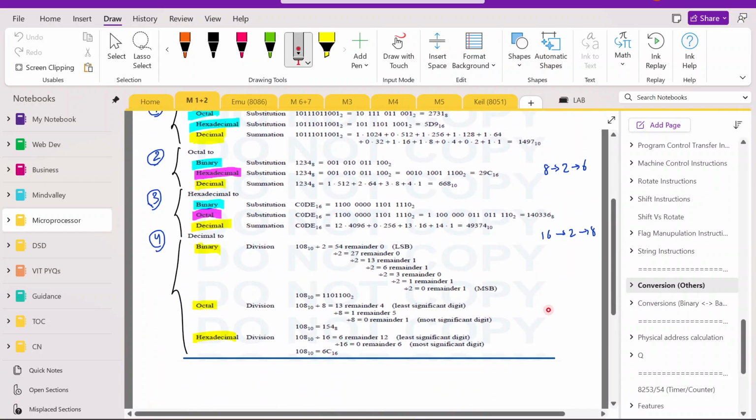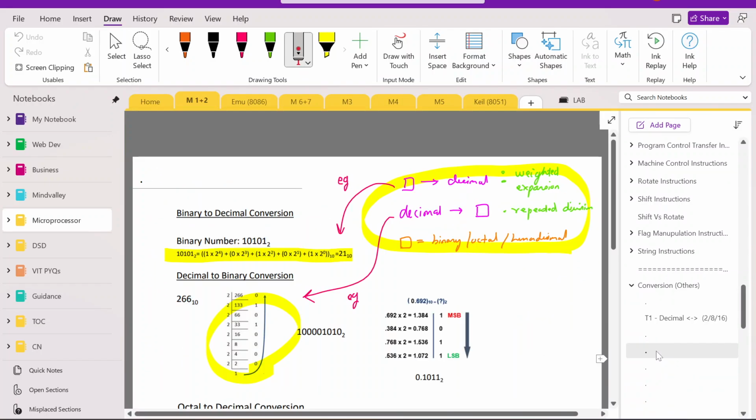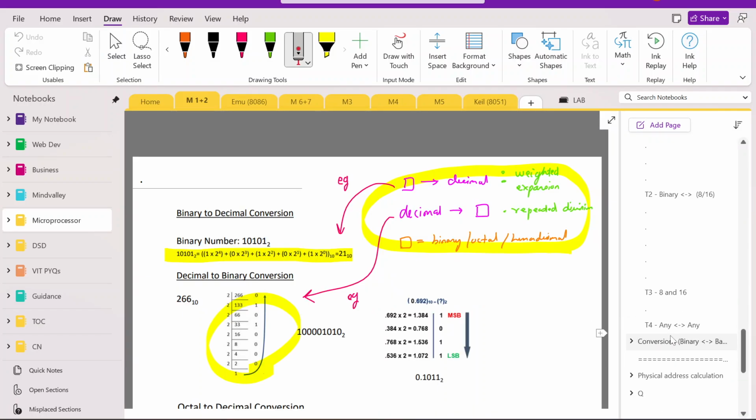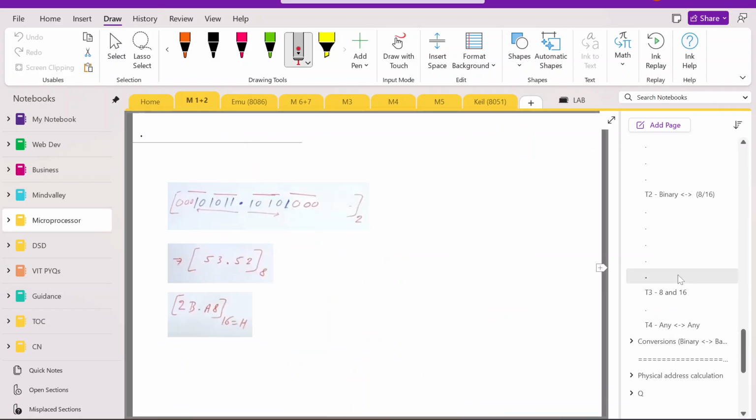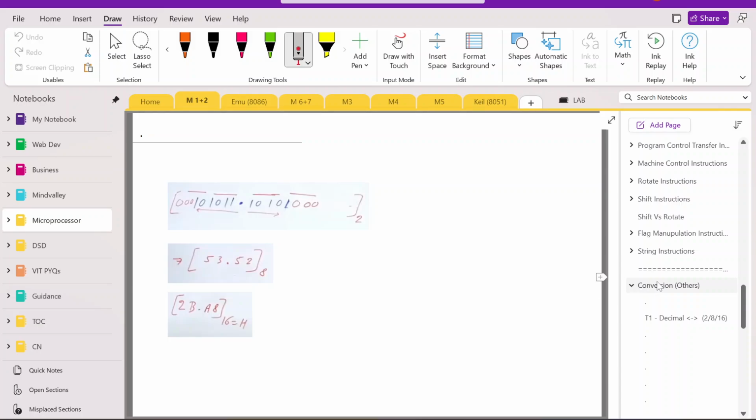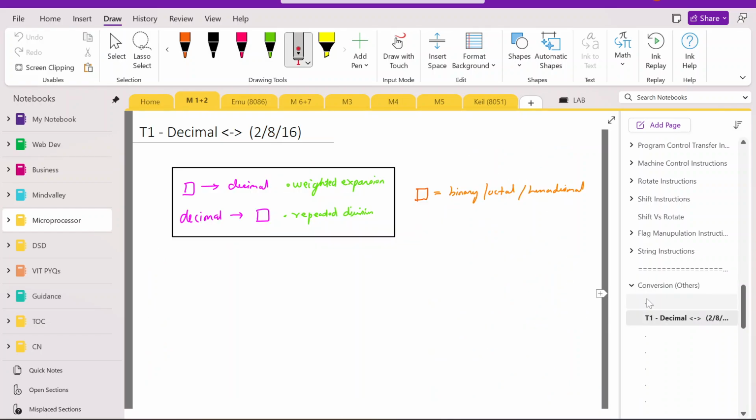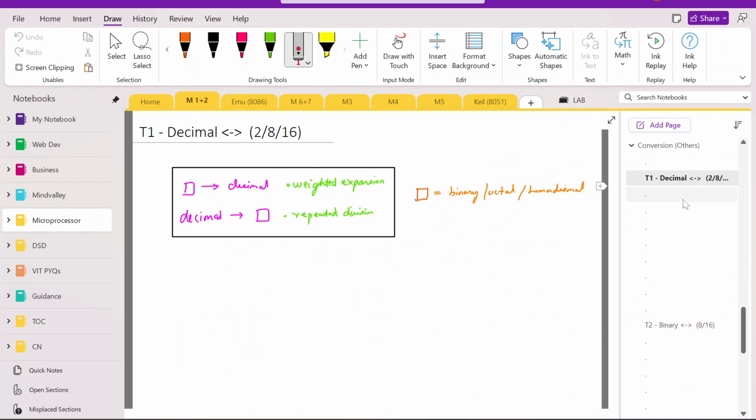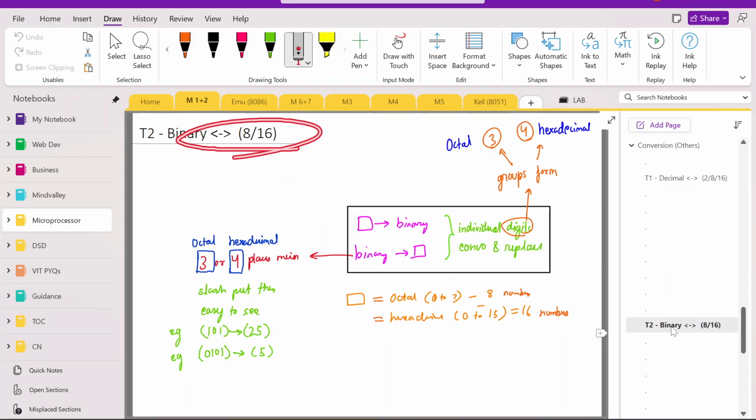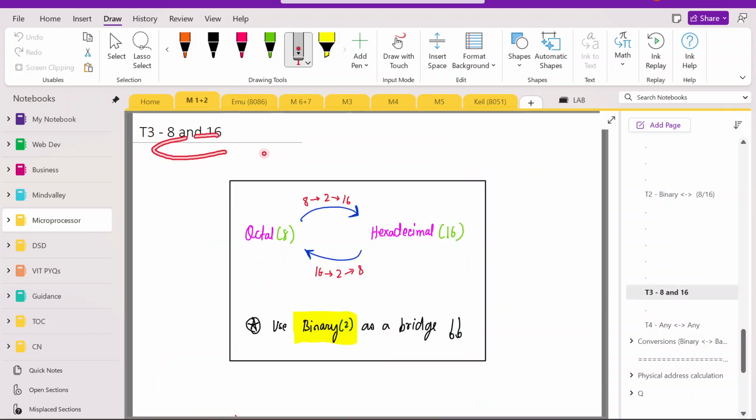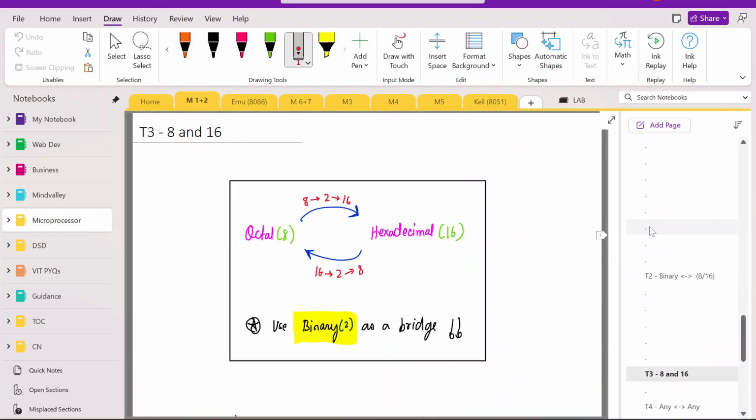You will also need these conversions, like decimal to this and stuff. You can just refer to my notes. These are the best possible notes I made after studying the same topic in 3 sem. I also made a way to remember. I classified this into 3 types, and you can just go to the notes. It will be very useful. I made decimal to this as type 1, binary to this as type 2, and between octal and hexadecimal as another type.